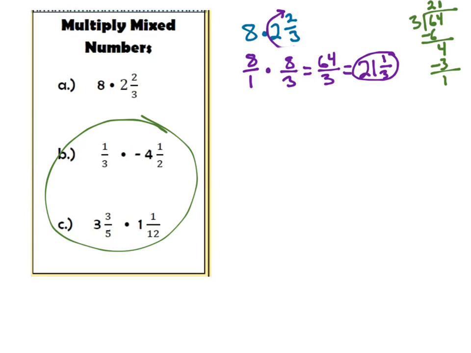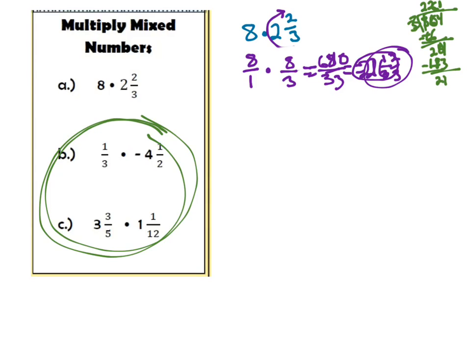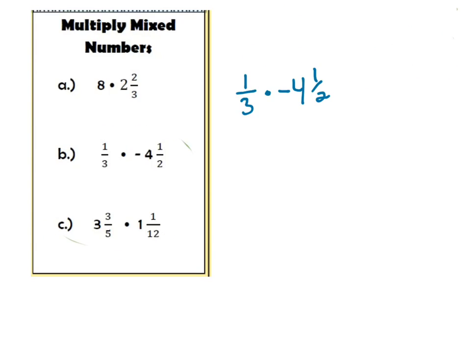Ready? All right, let's go over it. Okay, so 1/3 times -4 1/2. Well, I can keep 1/3, but I have to change -4 1/2. It's going to become -9/2. Is that what you got? Oh, good, I did it right this time.